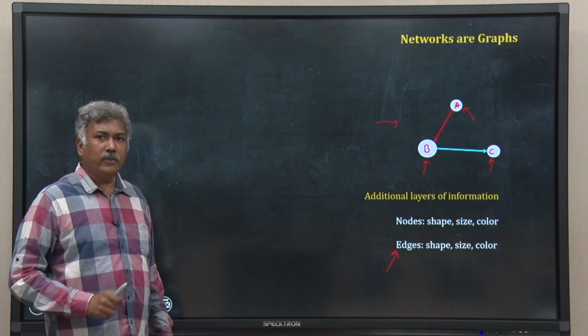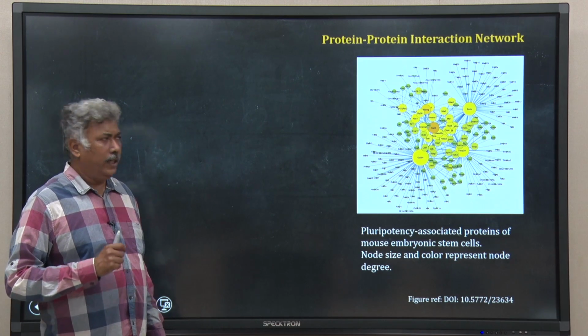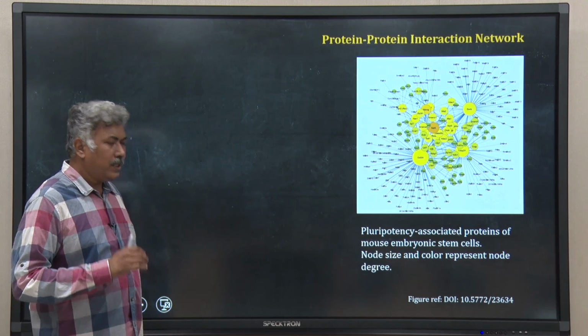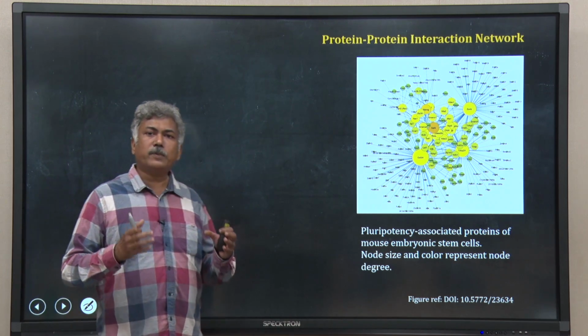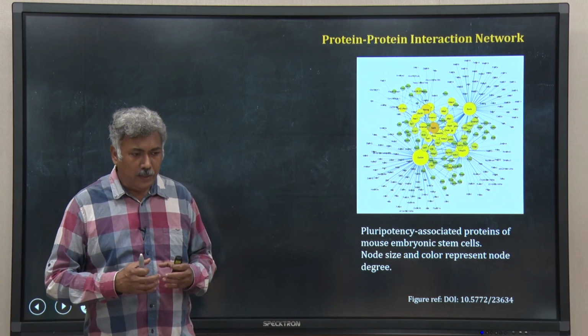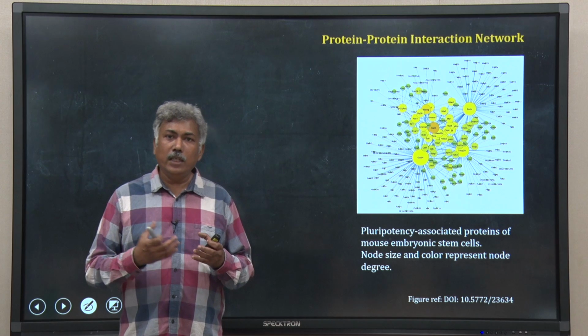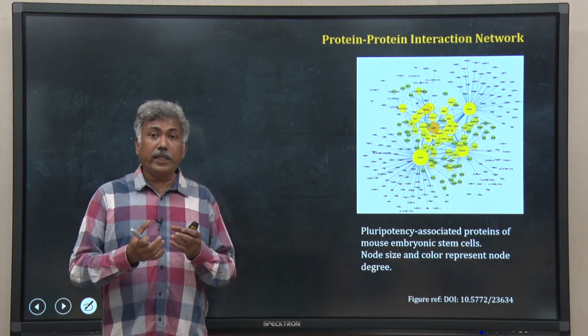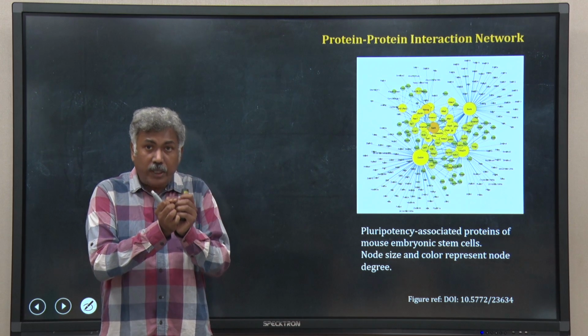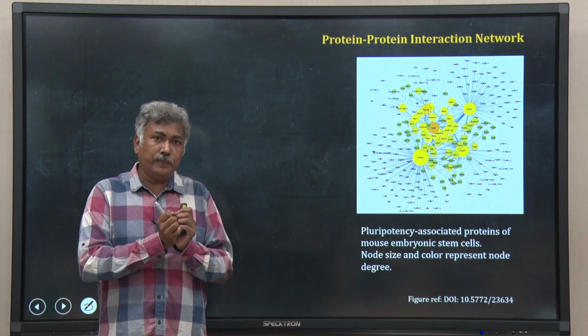Now, let me start with one of the commonest networks that we see. This is called the protein-protein interaction network. There are high throughput experiments like the Yeast two-hybrid system, by which you can actually investigate, in a genome scale study, which proteins interact physically or physically associate with each other inside the cell.